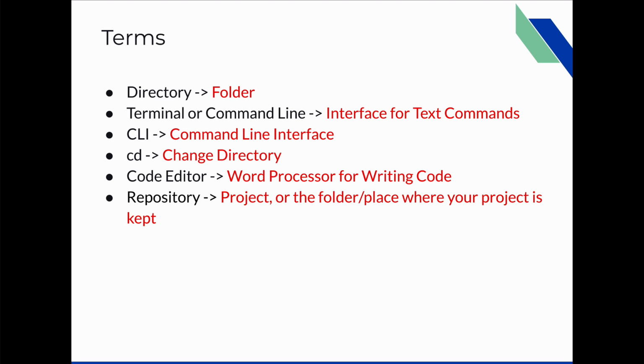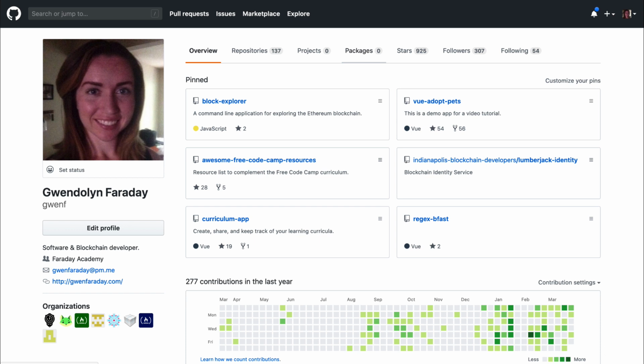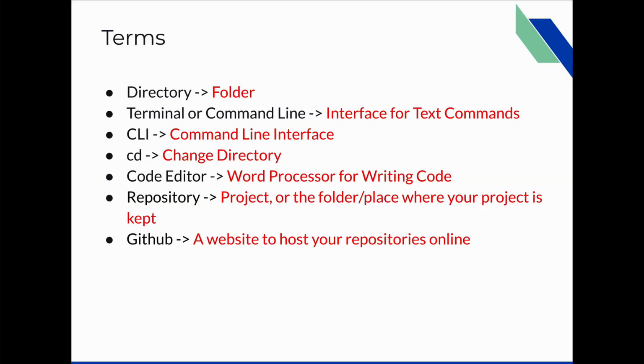Now, some people get confused by the word repository because it has multiple meanings. But in the world of programming, it usually refers to a Git repository, which is basically just your project or the folder place where your project is kept. You can call it a repository. People also sometimes confuse Git and GitHub. Git is the tool that tracks the changes in your code over time. GitHub is a website where you host all of your Git repositories. Being online, it makes it easy to work in groups with other people and organize your projects into a portfolio for you to show potential employers.